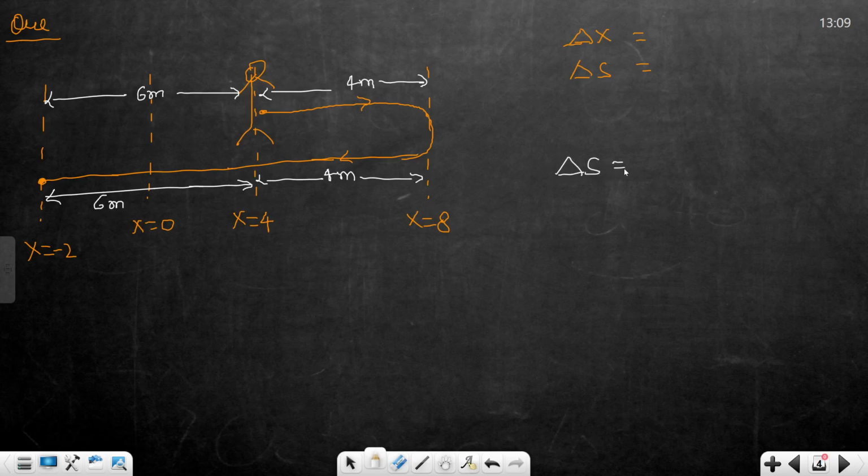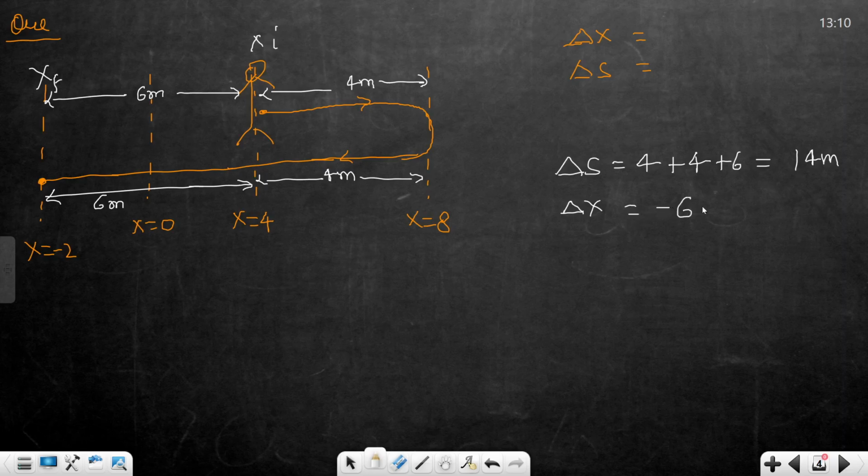Delta S कितना होगा? बताओ. What about the length? First 4 meter in forward direction, then reverse direction 4 meter, then 6 meter. So answer is 14 meter. Clear? And what about delta X? Delta X depends on initial position and final position. Okay? So it is 6 meter.